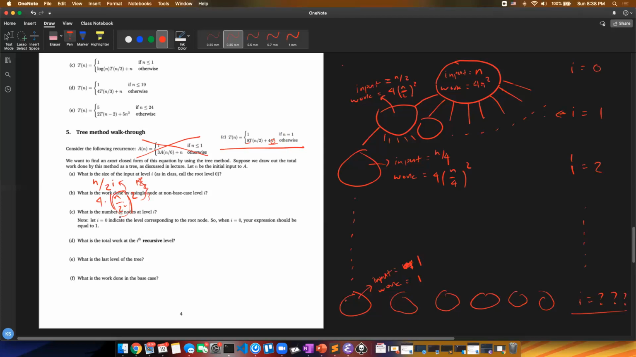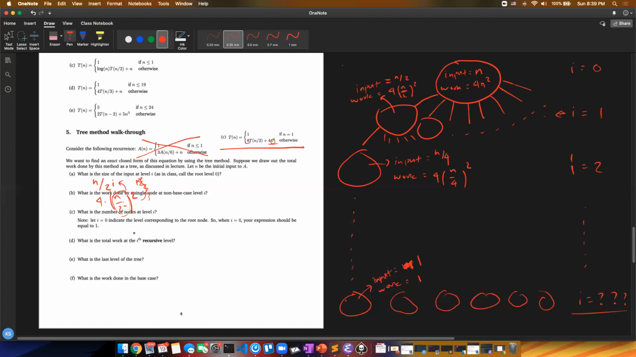All right, and C asks, what is the number of nodes at level i? It's asking how many nodes we have at each level, right? We know that at i equals 0 there's 1 node, and at i equals 1 there are 8 nodes at that level, and so forth. This isn't asking how many total nodes there are, it's asking how many nodes are at level i. So at i equals 0 there's 1 node, at i equals 1 there are 8 nodes, and at i equals 2 it'll be 16 nodes, and so forth, right? No, it won't be 16 nodes, it'll be 64 nodes, sorry. Math is hard.